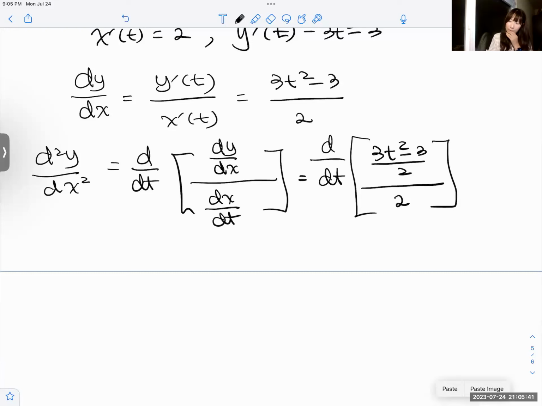Okay. This one, 3 over 2, and then t. Okay. And then the constant we don't count, right? So that's it? Yes? All right. So it's 3t over 2.